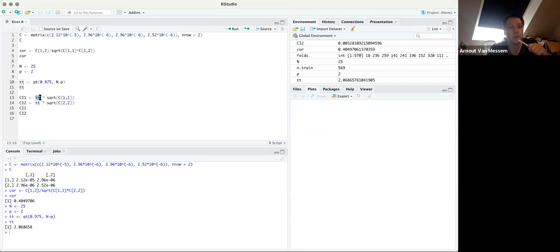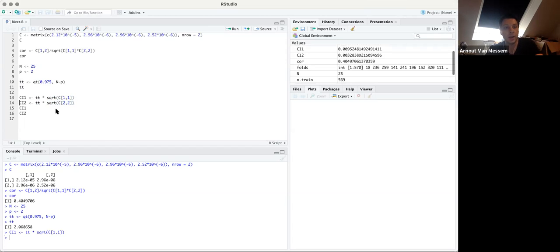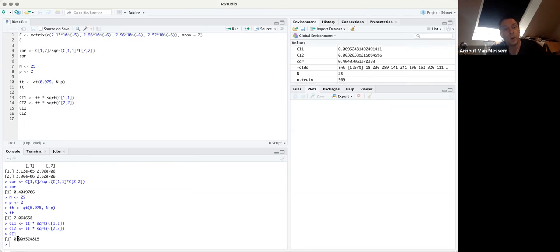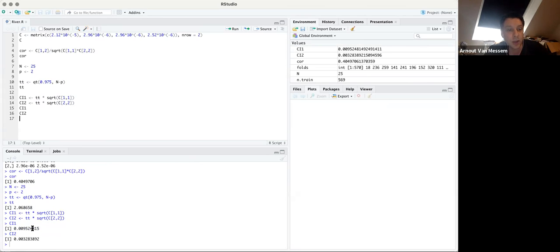So it is TT, the quantile that I just found in my t distribution, times the standard deviation from the covariance matrix. So TT times the root of the first diagonal element for the first confidence interval, and TT times the root of the second diagonal element for the second confidence interval. If we make these calculations, we see that the width of the first confidence interval is indeed plus minus 0.0095, as was in the slides. And for the second, it's 0.0032 or 0.0033 if you do the rounding correctly, which also corresponds to what was in the slides.